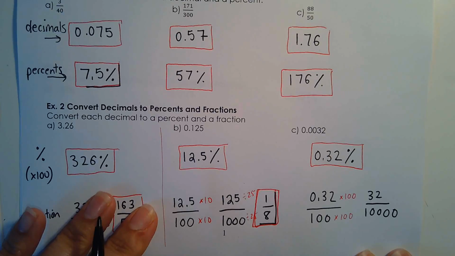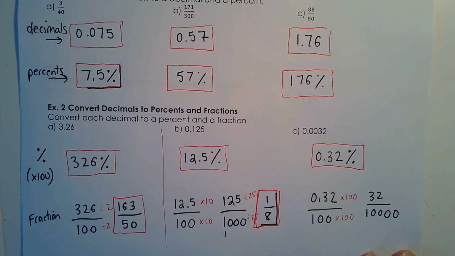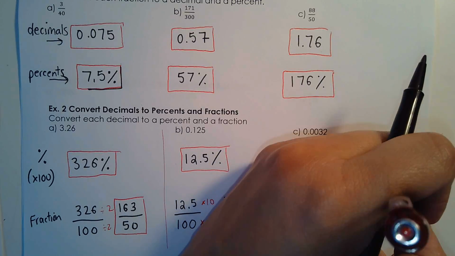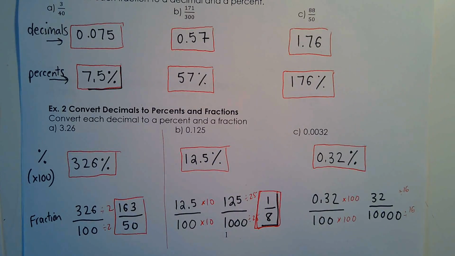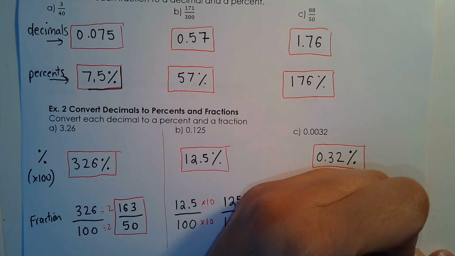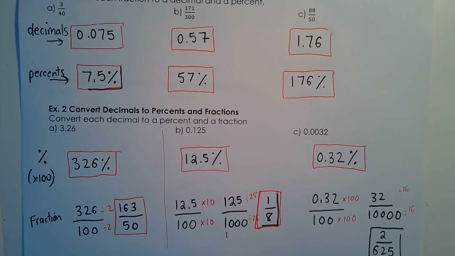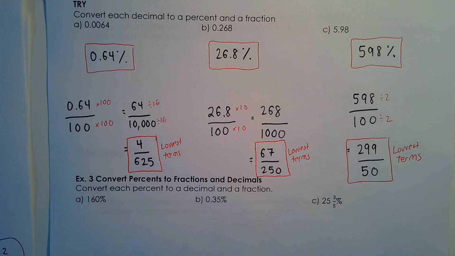And we need to then put that into lowest terms. We can divide them both by 16 so that we have 2 over 625. So I'd like you to pause the video and try the examples for example 2 on the second page.